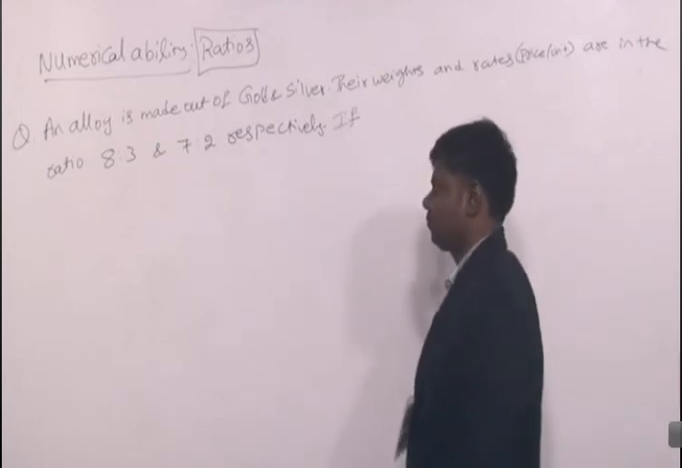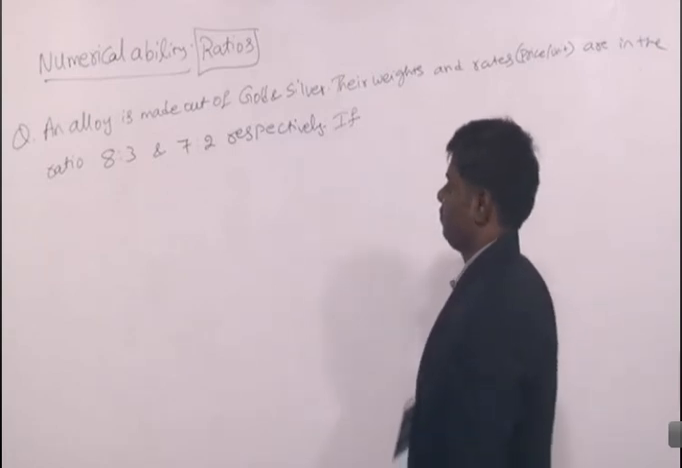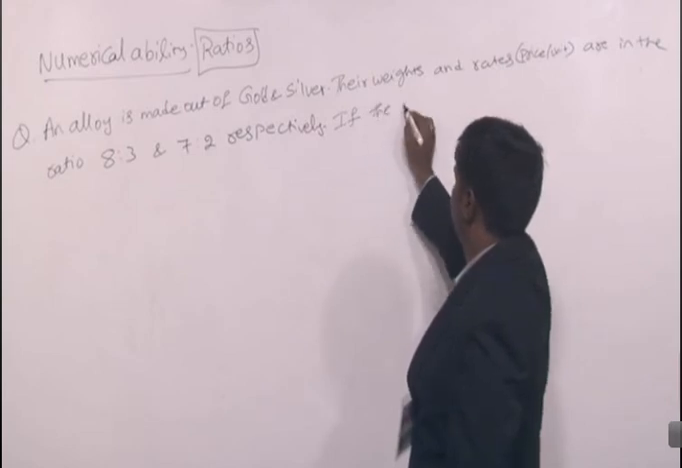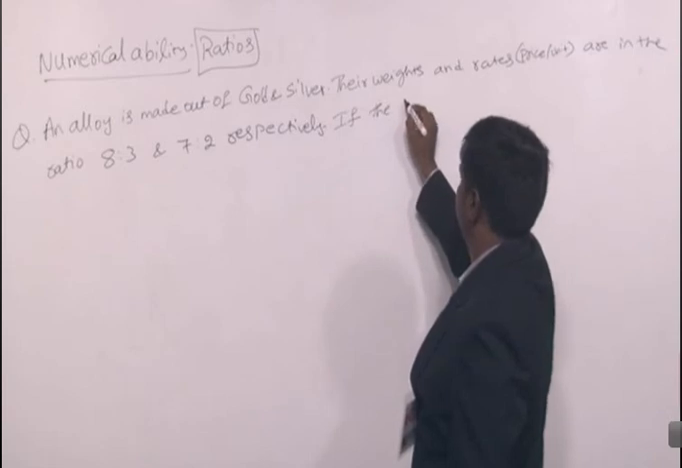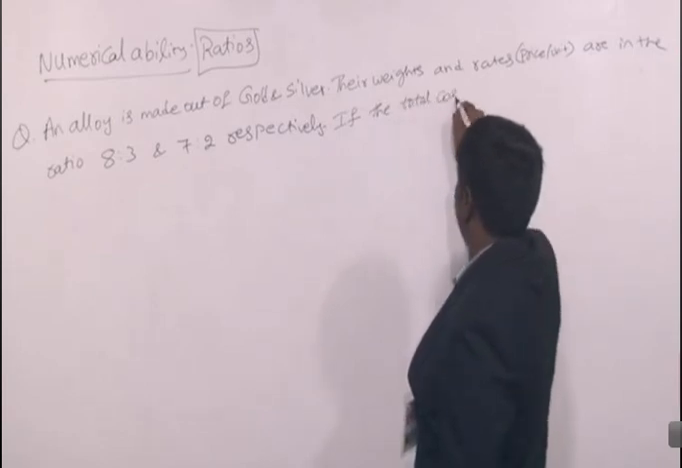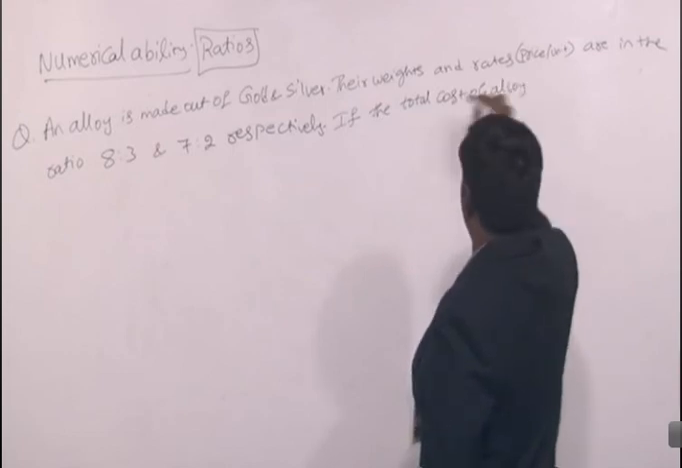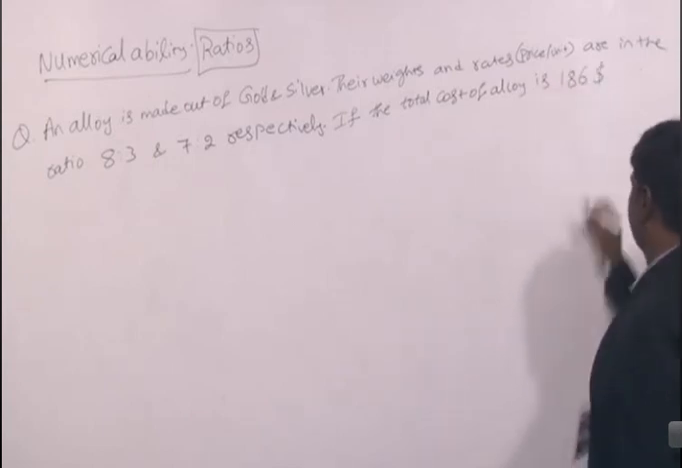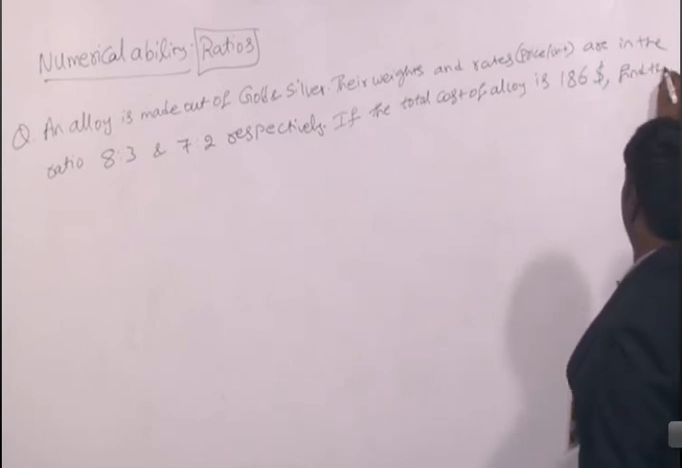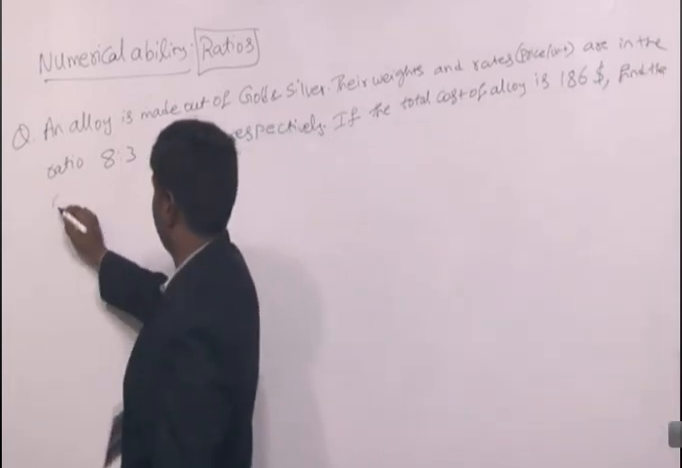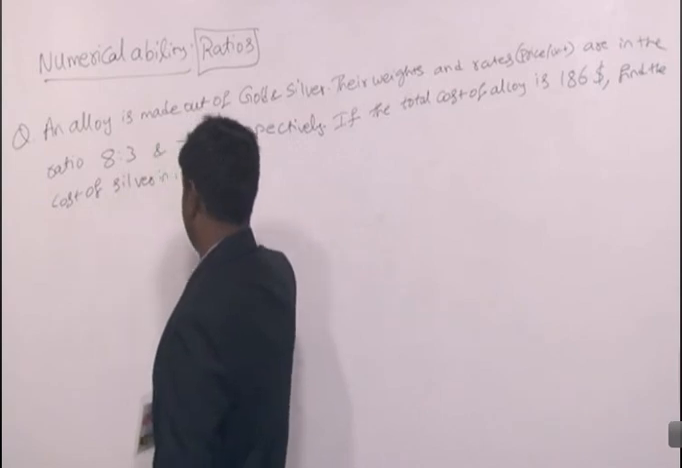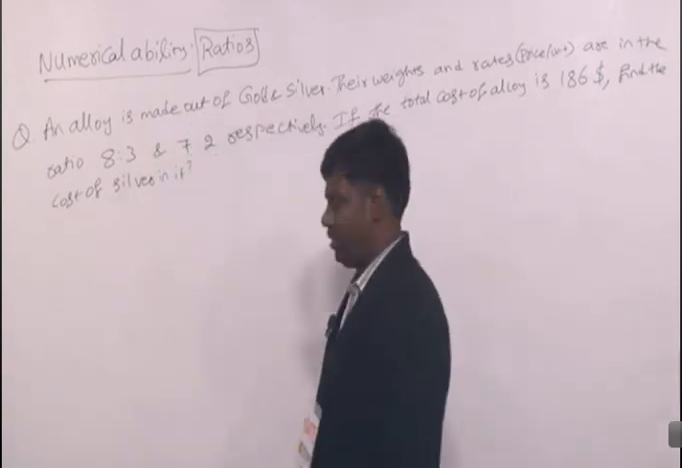If the total cost of the alloy is $186, find the cost of silver in it. By the way, you ignore wastage and making charges.